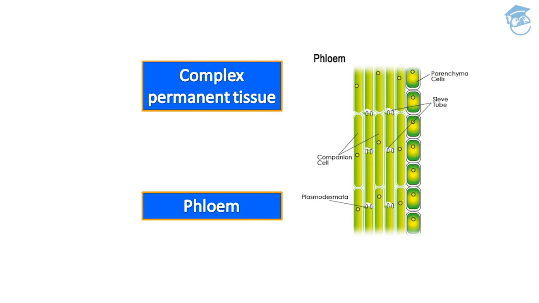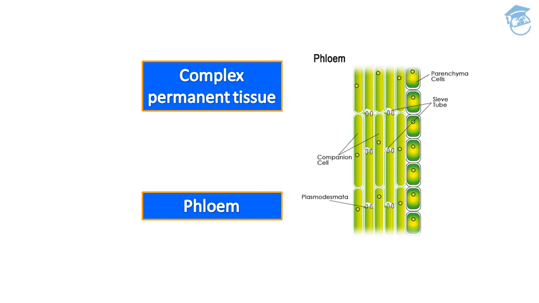Of these, sieve tube and companion cell are directly involved in the translocation of organic substances. Hence they are commonly described as essential elements. And phloem parenchyma cells and phloem fiber have a supporting role in the process. That means they are described as associated elements since they play only a supporting role in the process. I hope it is clear to you now.